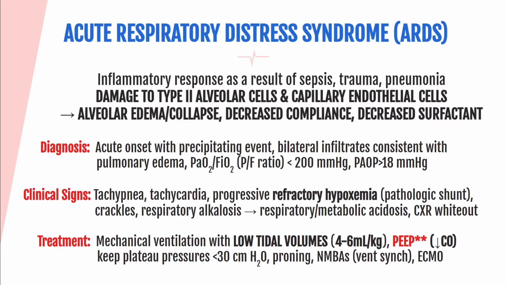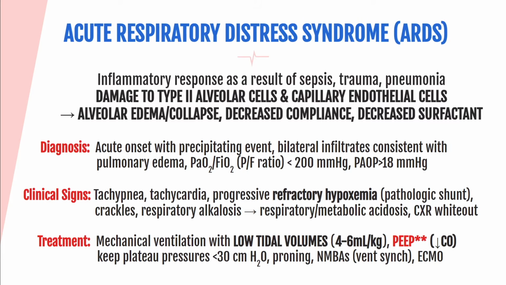Some clinical signs of ARDS include tachypnea, tachycardia, progressive refractory hypoxemia, which means that the FiO2 is increased to 100%, and despite this, hypoxemia is still present. And in the case of ARDS, this refractory hypoxemia is due to a pathologic shunt where blood goes through the lungs, but it doesn't get oxygenated. And the treatment for this shunt, which is causing this hypoxemia, is administering oxygen and PEEP, or positive end expiratory pressure. And the PEEP helps to recruit alveoli and keep them open.